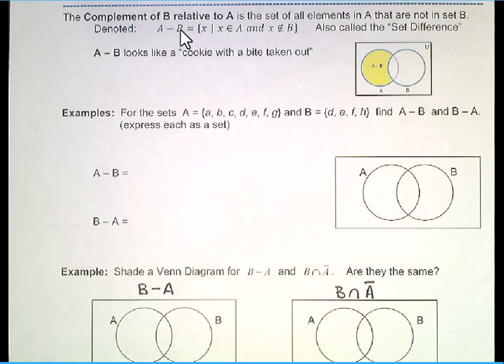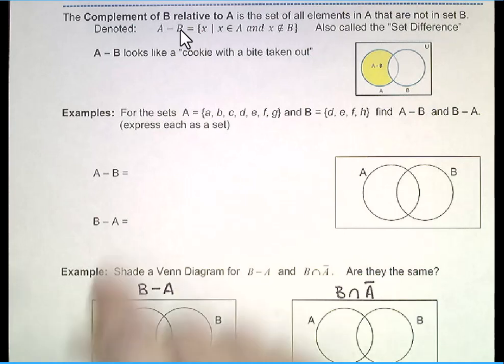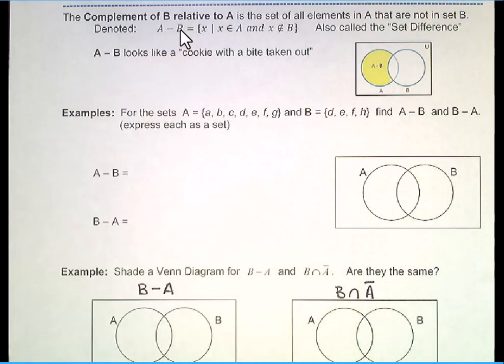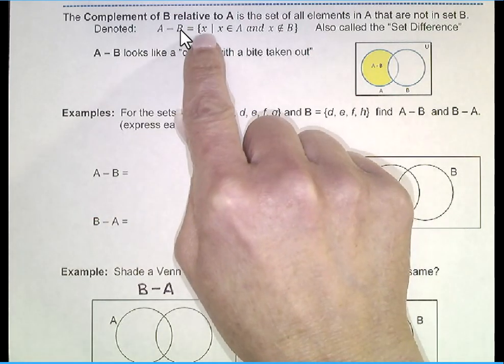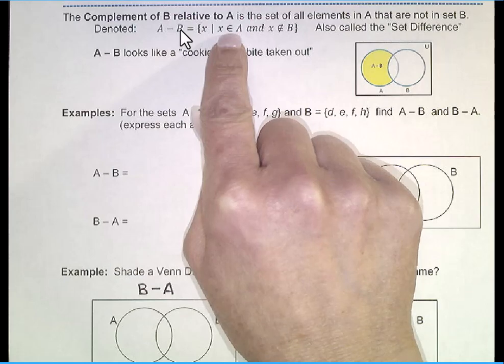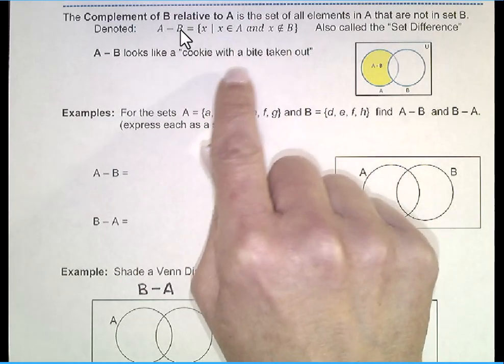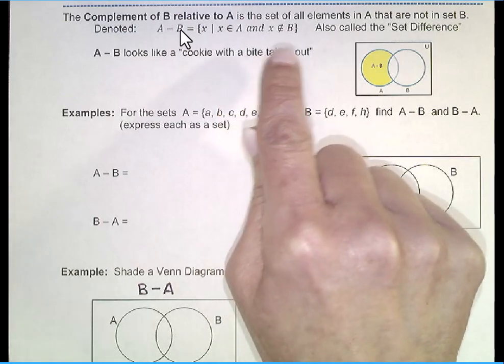The last type of operation we're going to look at regarding Venn diagrams is the complement of B relative to A. So this is the set of all elements in A that are not in set B. The way they denote it looks like subtraction, A minus B, or you can think of it as A without B. But it's all of those things that are elements of A, but they're not elements of B. So they're inside of A, and they're also not inside of B.